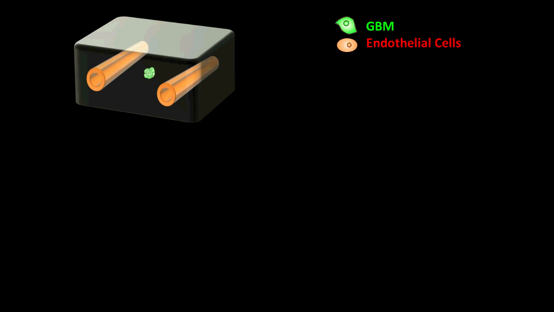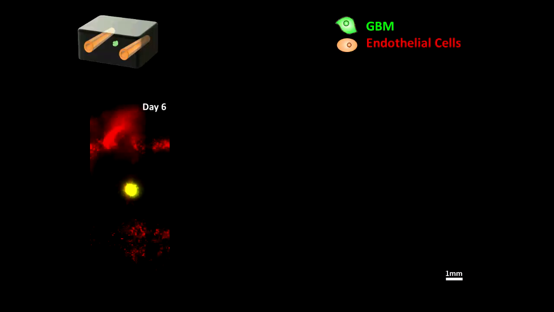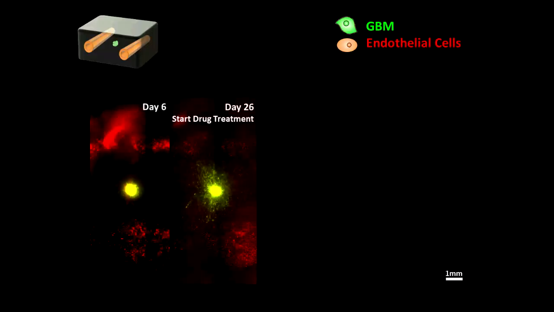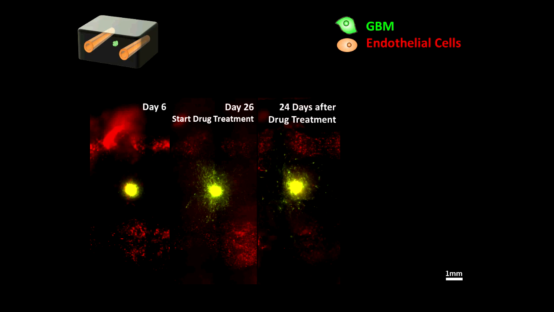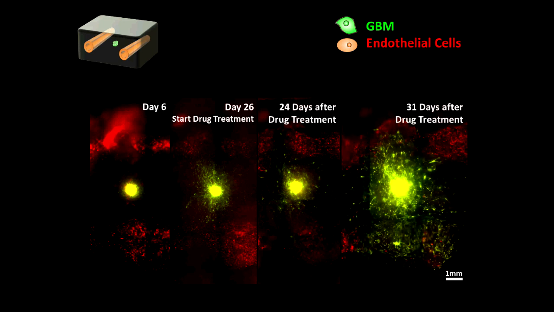In the first model, the embedded tumor cells aggressively invaded, and then there was a regression of tumor invasion after drug treatment. However, some of the tumor cells survived the drug treatment and resumed tumor growth and invasion again. This is an indication that the tumor cells develop therapeutic resistance in this 3D tissue model, showing the potential of this model for drug testing.